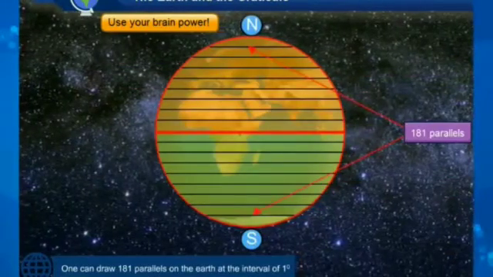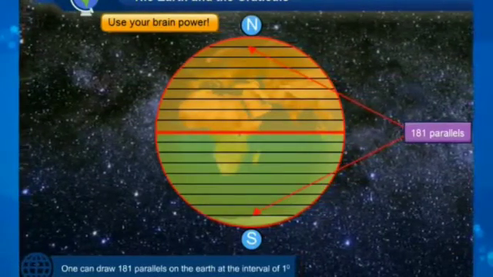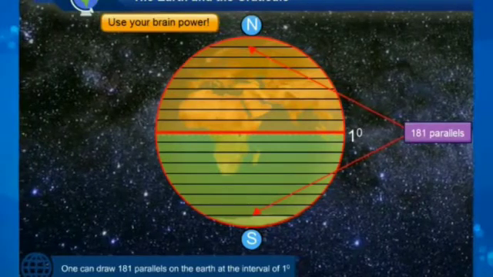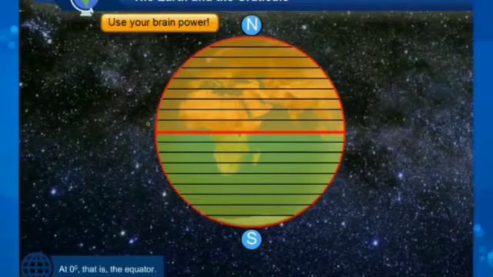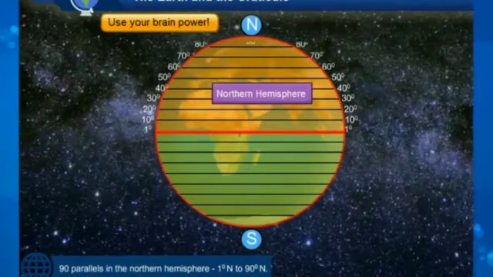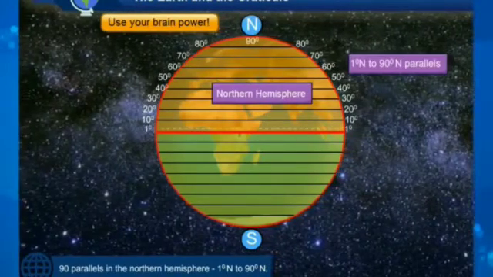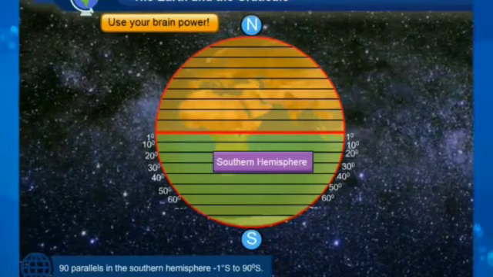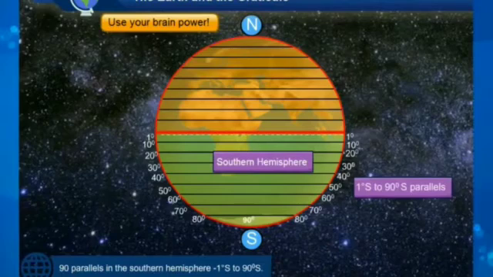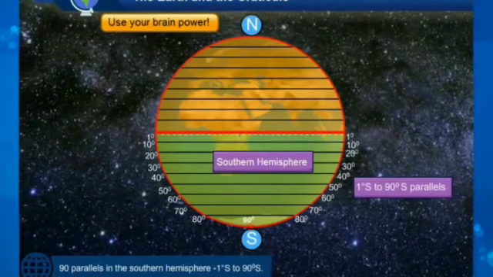One can draw 181 parallels on the Earth at the interval of 1 degree. At 0 degree, that is the equator. 90 parallels in the northern hemisphere, 1 degree north to 90 degree north. 90 parallels in the southern hemisphere, 1 degree south to 90 degrees south.